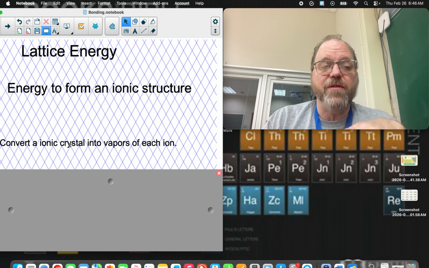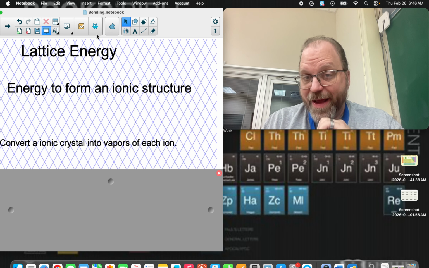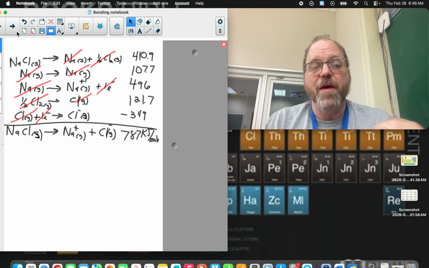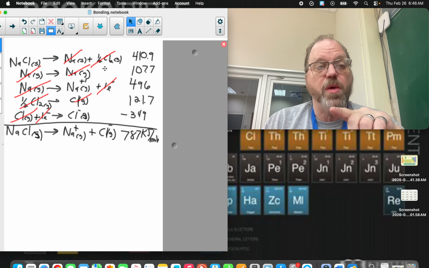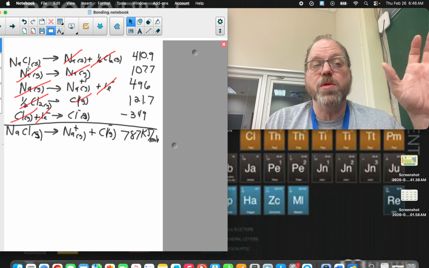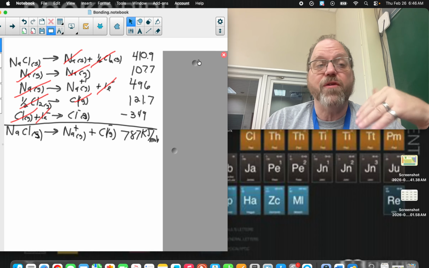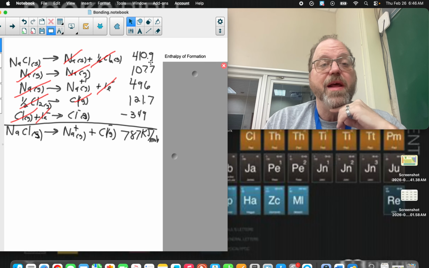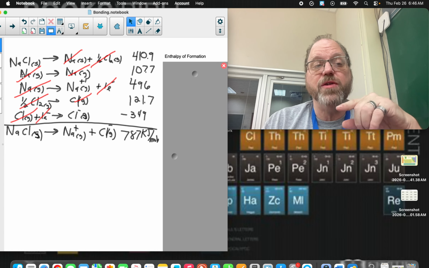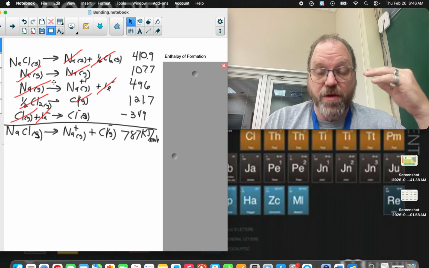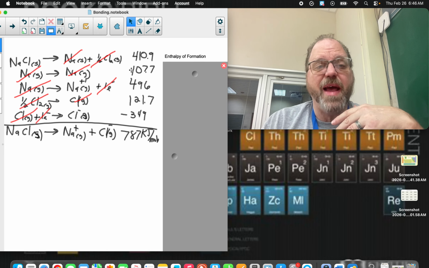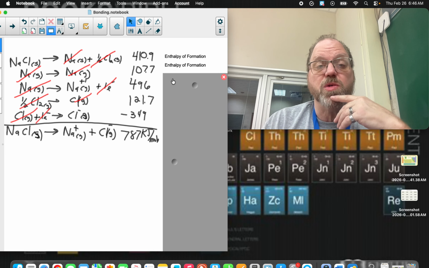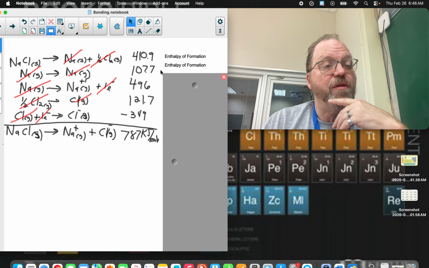And when we do that, we convert crystals into vapors of each ion, so the charged particles in a gas form. So here would be an example of the lattice energy for sodium chloride. First thing we do, take the enthalpy of formation of sodium, we flip it around, and so instead of being negative on the chart, it's 419. Then from that same chart, we can see the energy needed to vaporize it, go from a solid to a gas, and that is a positive 107.7 kilojoules per mole. That is also from the enthalpy of formation.